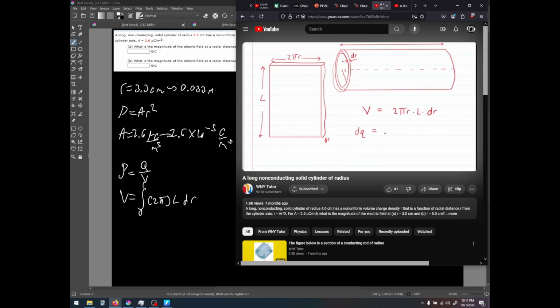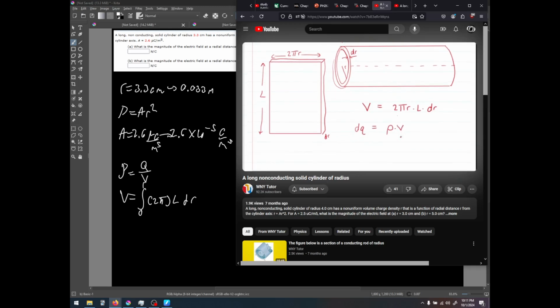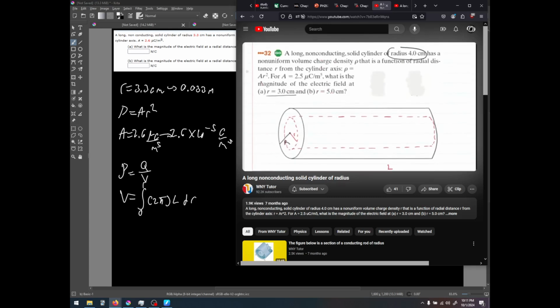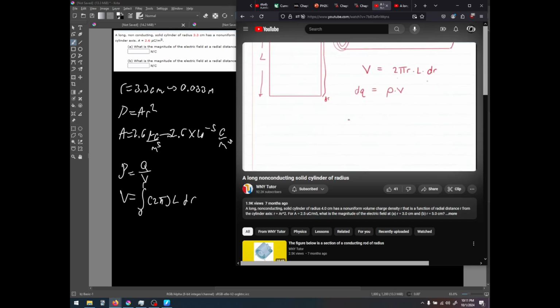Now, that charge is going to equal volume charge density times the volume of our shell. The question gave us the volume charge density expression, A times R squared. Basically, that just means charge per volume. So we're going to do a little substitution here: rho is A R squared, and the volume as noted was 2 pi R L dr. So that's the amount of charge on that single Gaussian cylindrical shell.